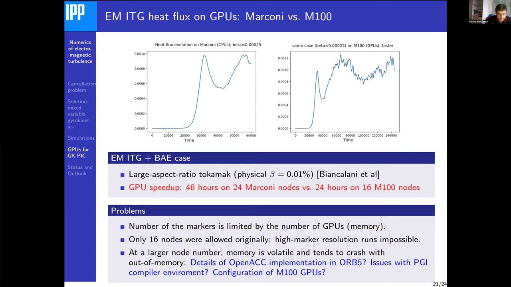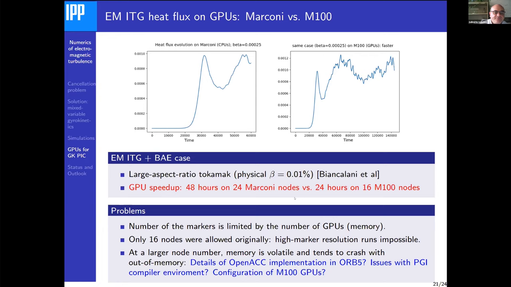Of course, this whole GPU story is sort of new. I'm almost done. This is new, and we are learning. One of the things we have observed is memory volatility at a large number of nodes. There are crashes with out of memory. They can be solved, but we do not have a very good recipe for that. This needs to be studied in much more detail. And we do not know if this is because of some details of the OpenACC implementation, or some issues with the NVIDIA compiler environment, or some issues with the configuration of GPUs. These are the possibilities.